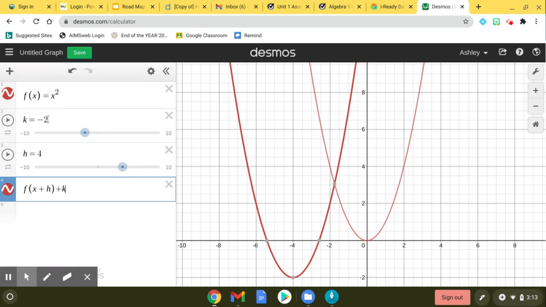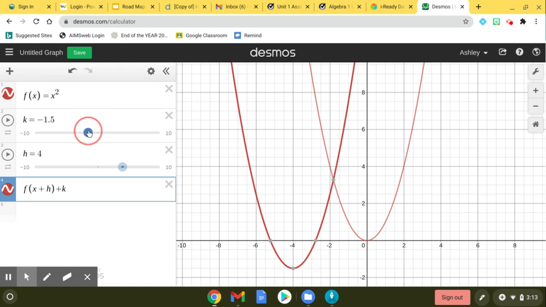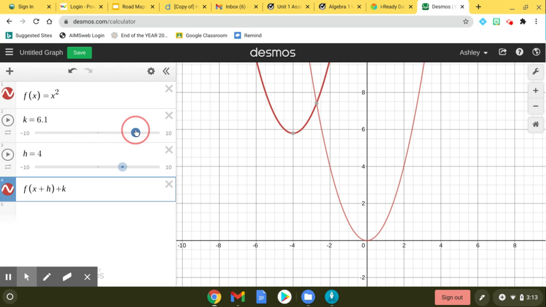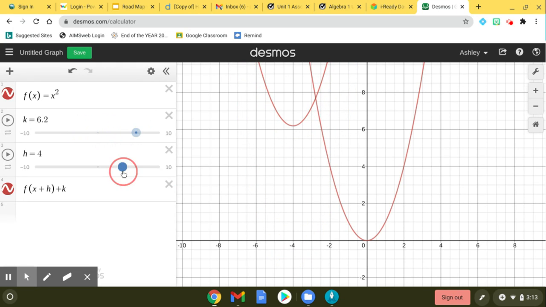Since my k is negative 2, that means I'm moving down 2. So that's what it did. It moved it down 2. Then h went to the left 4 by adding 4. So it went to the left 4. And then I can do the same thing. I can change k and move it up, or I can move it to the left or to the right, moving it around.